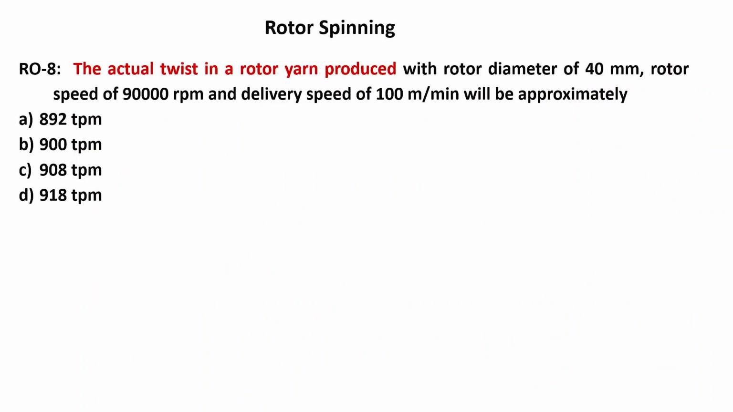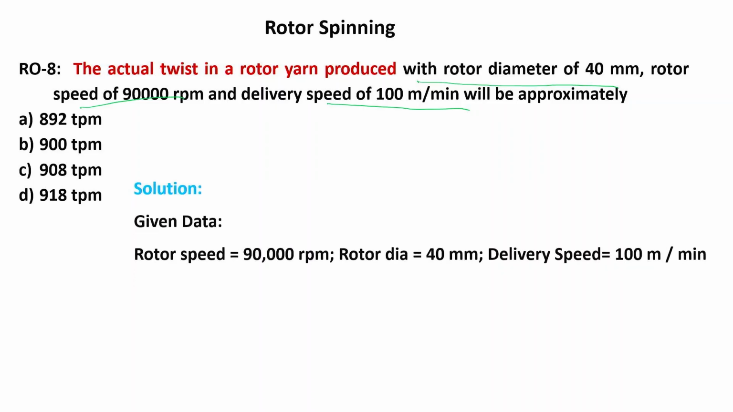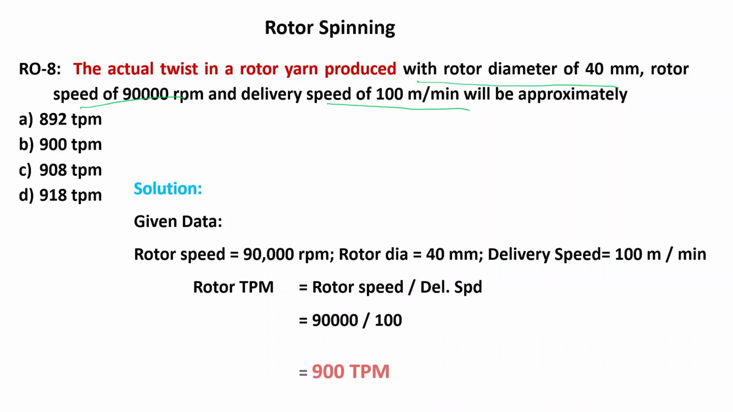The actual twist in a rotor yarn produced with the rotor diameter 40 millimeter and rotor speed is 90,000 rpm and delivery speed is 100 meter per minute. So, it will be very simple. So, rotor diameter will not come into picture, the twist will be rotor speed by delivery speed, it will be 90,000 by 100. So, 900 twist per meter.